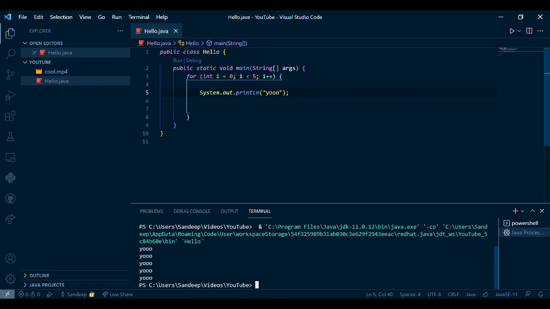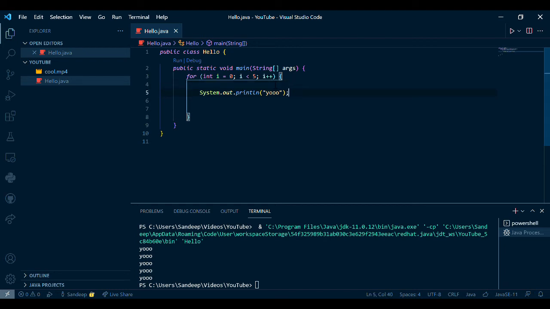Now let me explain why. The first time it gets printed out is because i is 0. And the second time is because i is 1. Third is i is 2. Fourth is i is 3. And the fifth is i is 4. And i is 5 is not allowed, because when i is 5, it will be equal to this condition. When it is false, the whole loop will break.